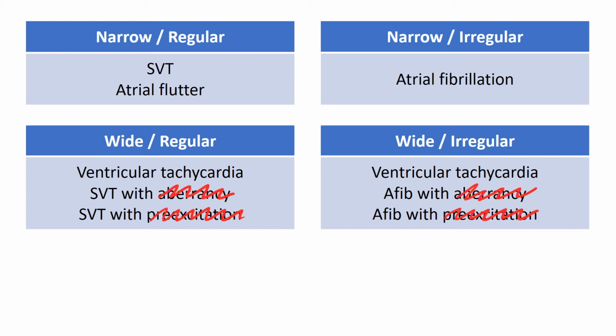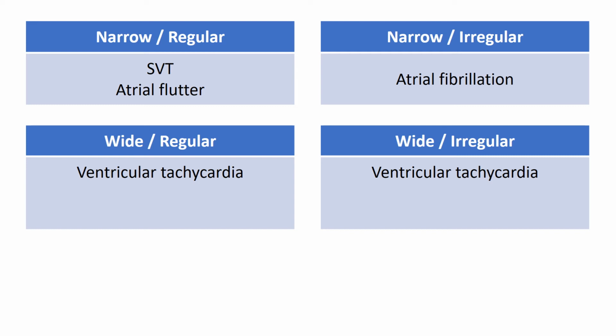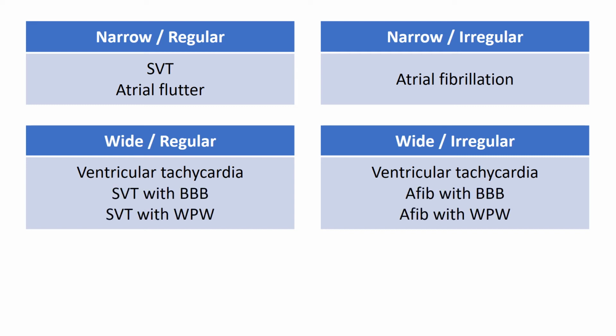Now you could simplify this even further. You could just say, I don't like those terms, just scratch them out, and instead just say, well, aberrancy is a bundle branch block and pre-excitation is Wolff-Parkinson-White. I think that's an oversimplification, but I think that's how most of us think about it anyway, because those are the two most common syndromes, and they're going to be the only syndromes that come up that you're actually going to be able to put a name to.